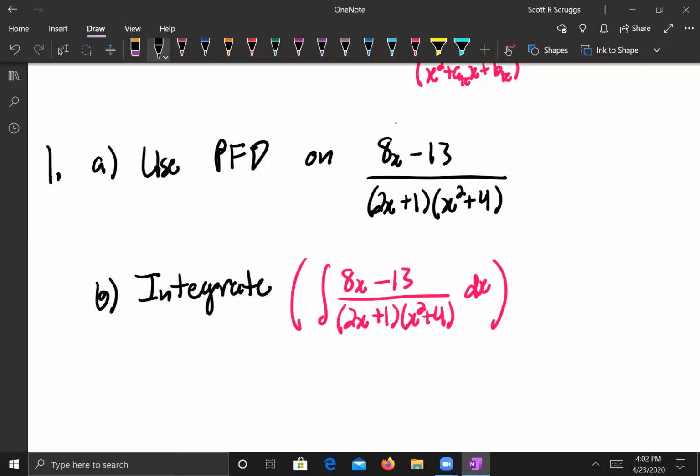Continue working on this problem. I'll give you about 2 to 3 more minutes. If you moved on to part A and are now working on part B, post what you get for your antiderivative, and I'll comment on that too.